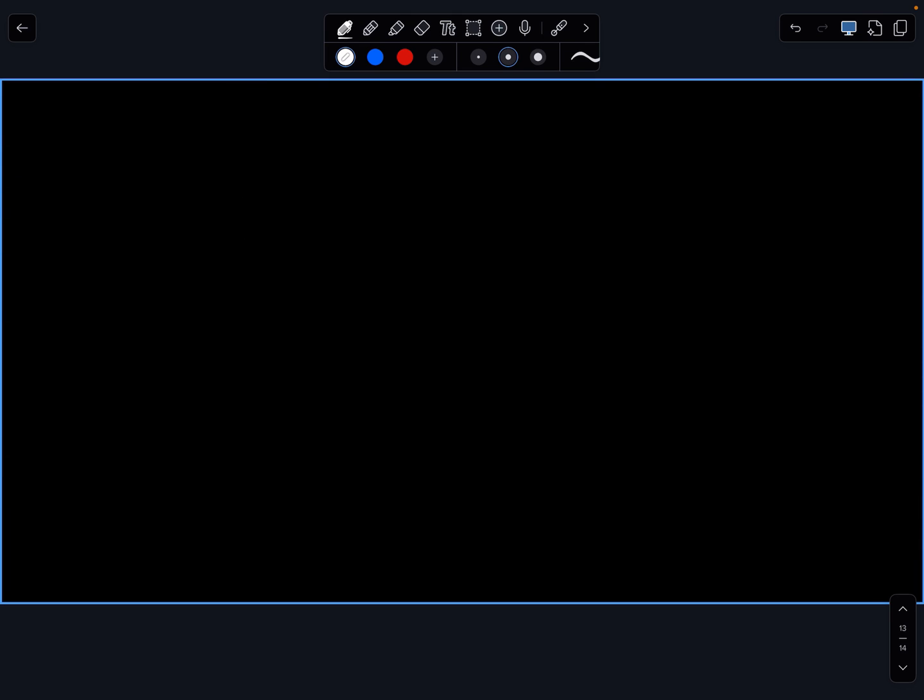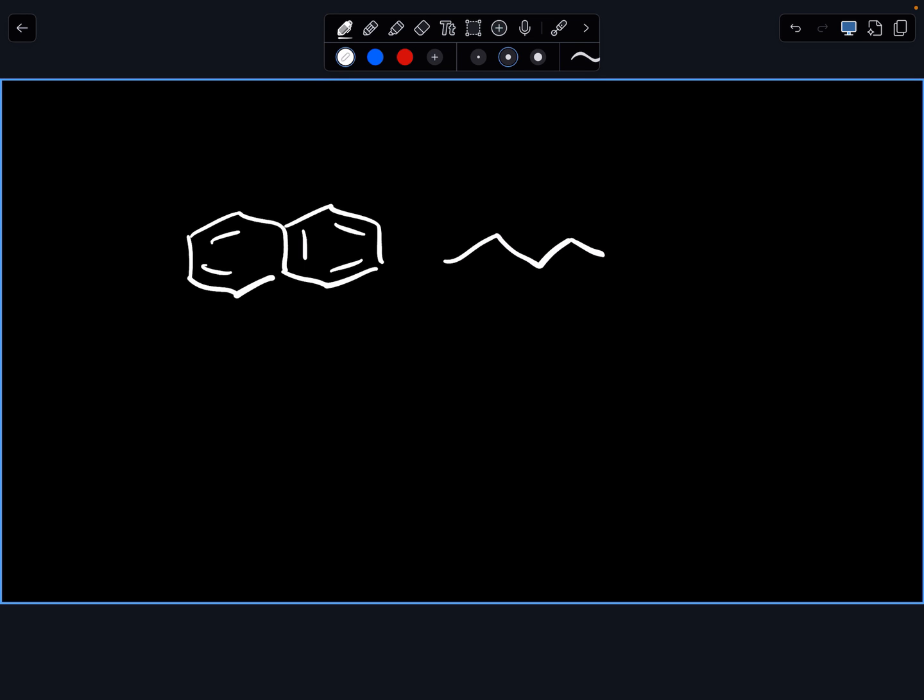Okay. Let's say you have this molecule, naphthalene, mothballs, mixed with this random molecule that has a nitrogen in it. What kind of functional group is this?